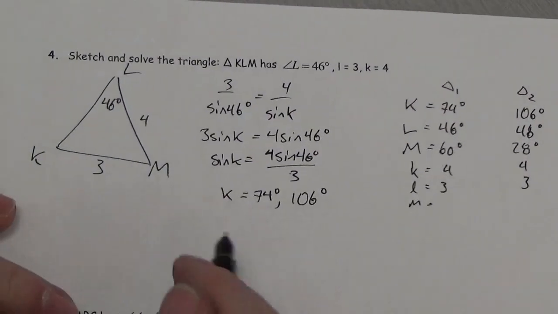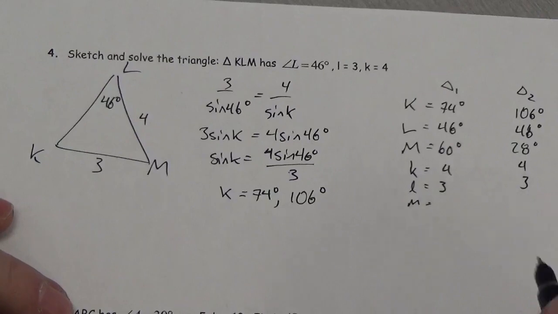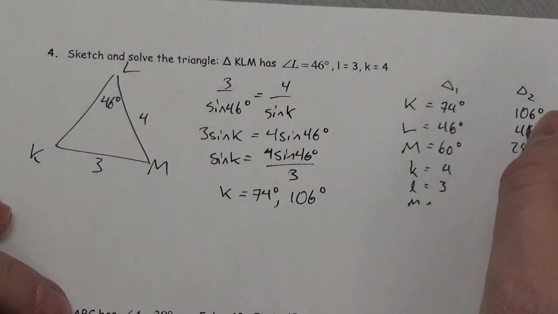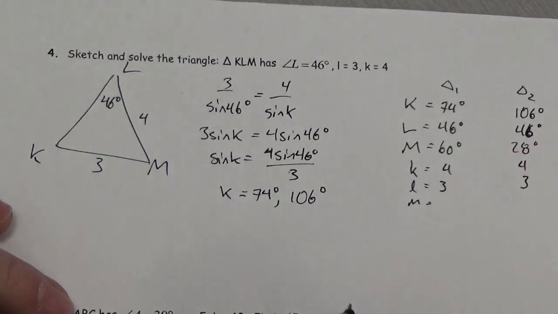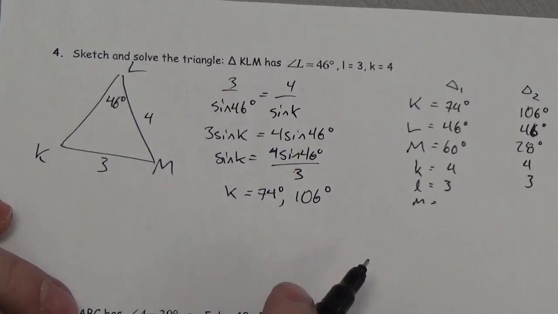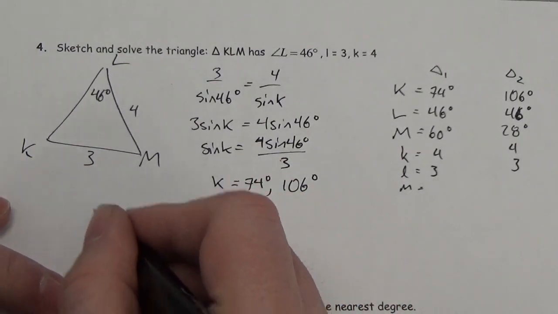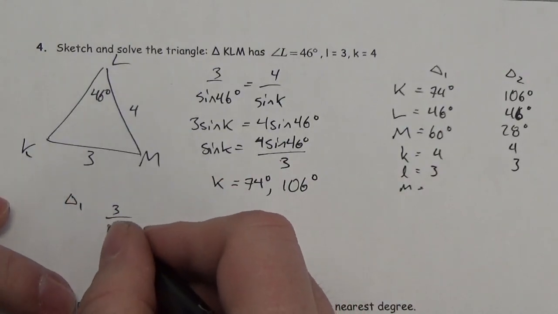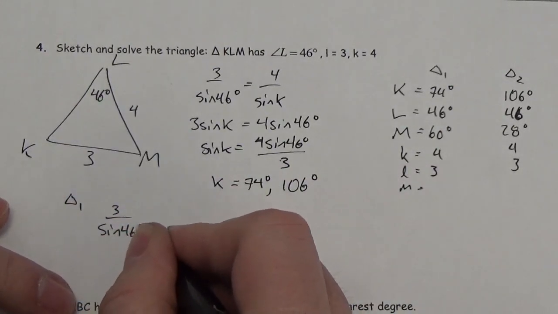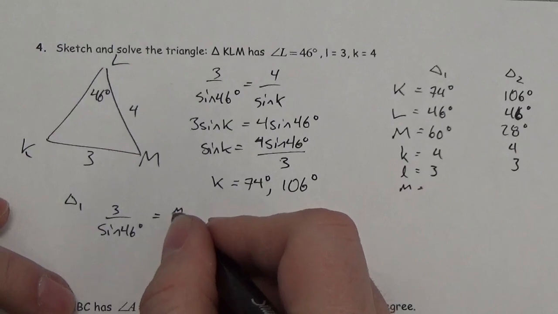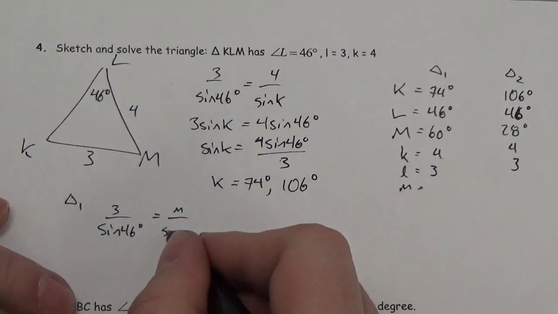So what I have to do now is I actually have to find both possible values of M. Sorry, that doesn't look right. There we go. Okay, well, let's start with the material that I was given initially. We've got 3 over, so this will be for triangle 1. 3 over the sine of 46 degrees is going to equal little m over the sine of 60.